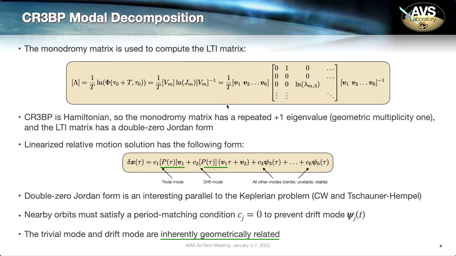And we can apply a similar procedure to relative motion in the circular restricted three-body problem. I'm going to skip through some of this for the sake of time. But basically, we end up with a double zero eigenvalue Jordan form in the reduced linear time invariant dynamics, which gives this secular drift mode if a period matching condition is violated. And this is fundamentally the same mechanism as what drives drift in the Clohessy-Wiltshire and Tschauner-Hempel problems. So it's a nice connection between the Keplerian relative motion problem and the circular restricted three-body problem.